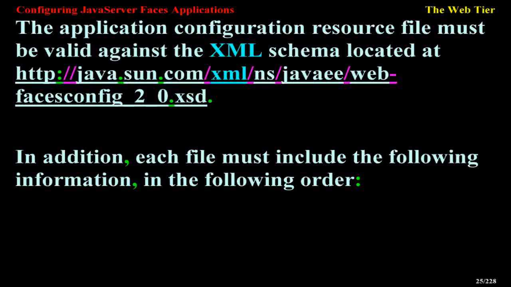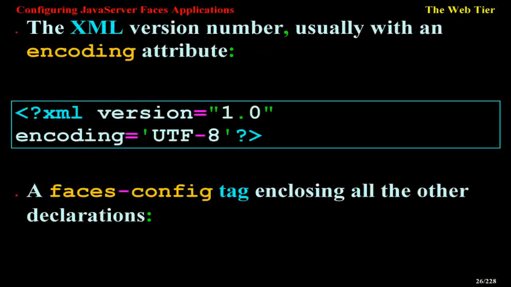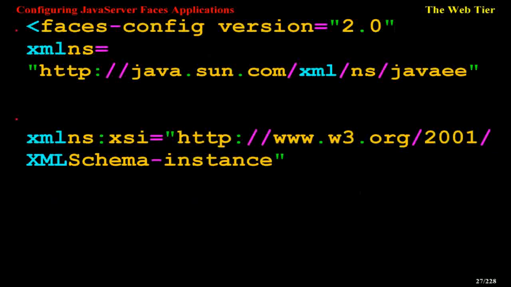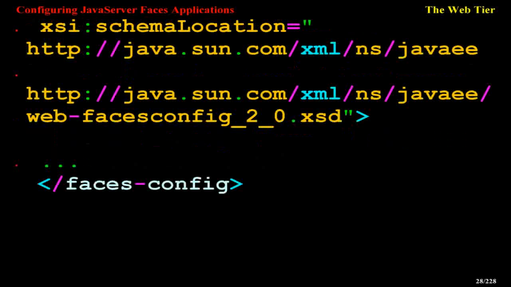In addition, each file must include the following information, in the following order: the XML version number, usually with an encoding attribute, <?xml version="1.0" encoding="UTF-8"?>, and a faces-config tag enclosing all the other declarations: <faces-config version="2.0" xmlns="http://java.sun.com/xml/ns/javaee" xmlns:xsi="http://www.w3.org/2001/XMLSchema-instance" xsi:schemaLocation="http://java.sun.com/xml/ns/javaee http://java.sun.com/xml/ns/javaee/web-facesconfig_2_0.xsd">.